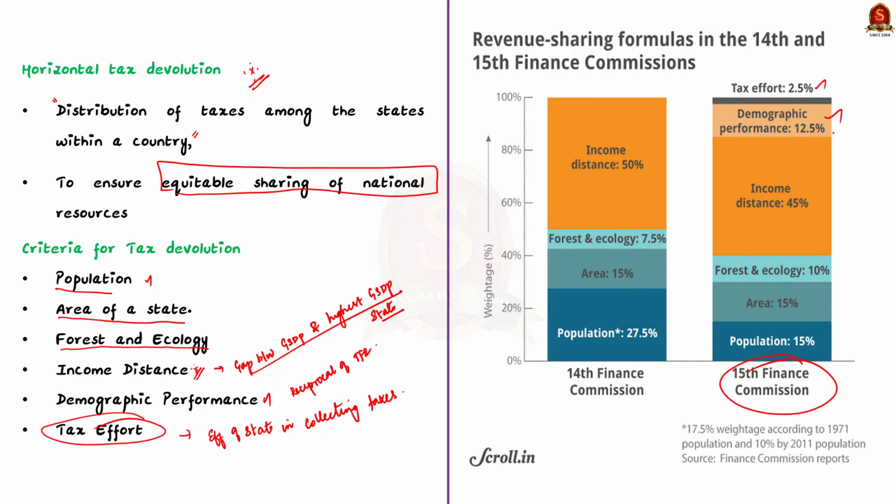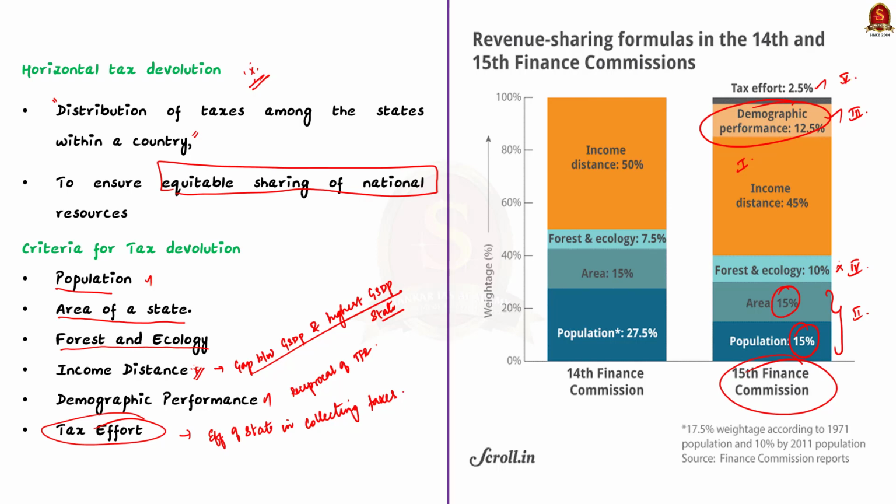Here note that the highest weightage was given to the income distance, that is 45%, which was actually reduced from the earlier 50%. Second one is area and population. See, these 2 criteria are each given 15% weightage. The third one is forest and ecology, which is given 10%. Then comes demographic performance, which has 12.5%, and lastly tax effort has 2.5%.